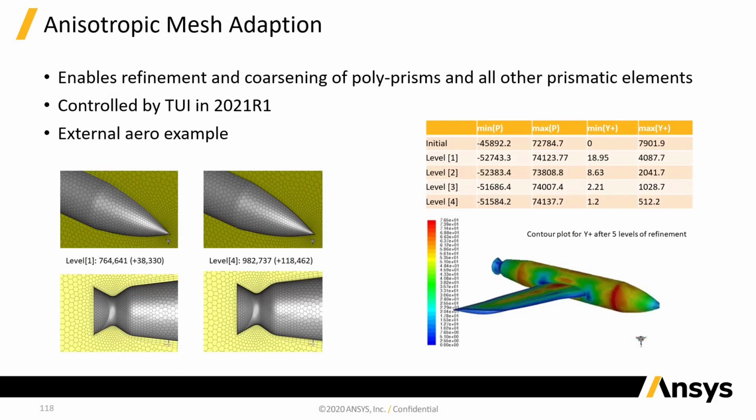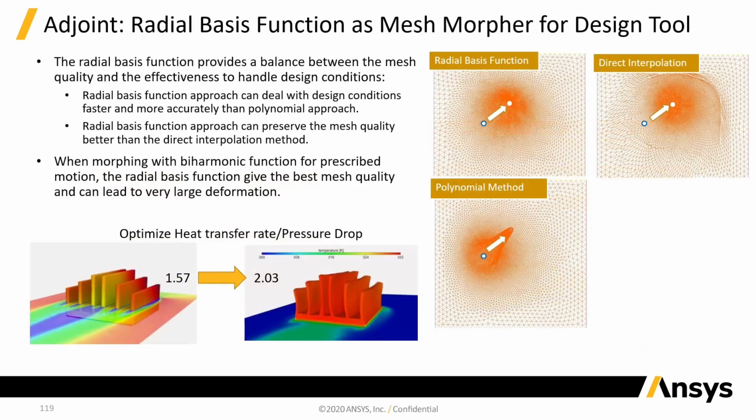Improved anisotropic mesh adaptation. That's really improving how you can split up your boundary layers when you want to refine them. The adjoint solver has got a new method of smoothing the mesh out, and that's using something called radial basis functions, which avoid many of the problems you have with either some sort of direct interpolation or some polynomial mesh. So the mesh gets much more evenly distributed.